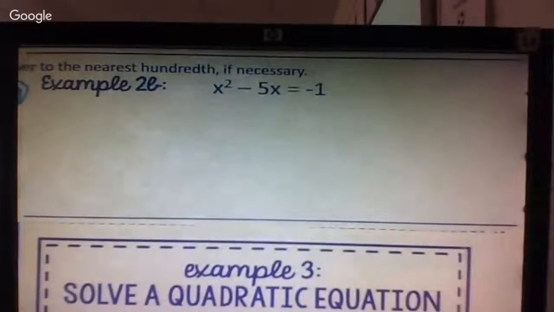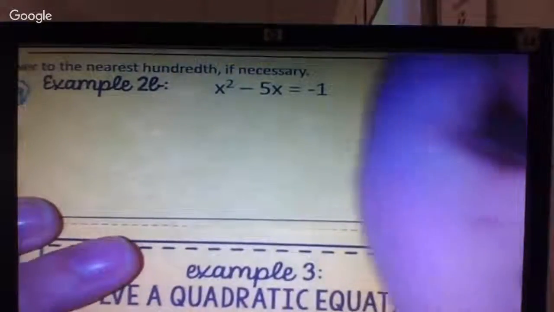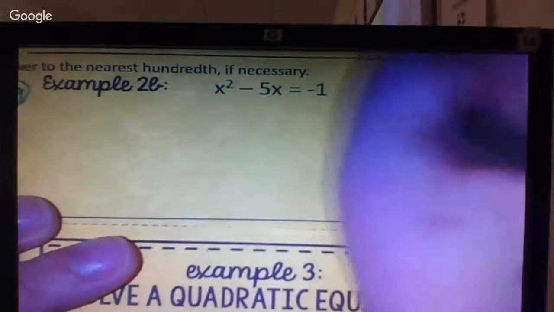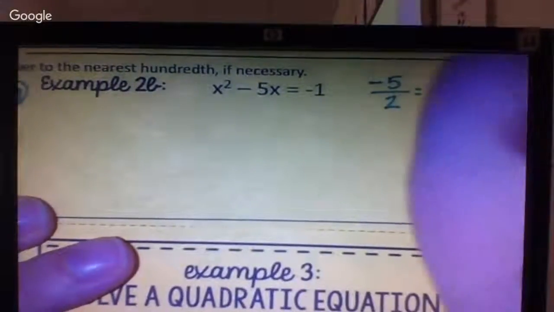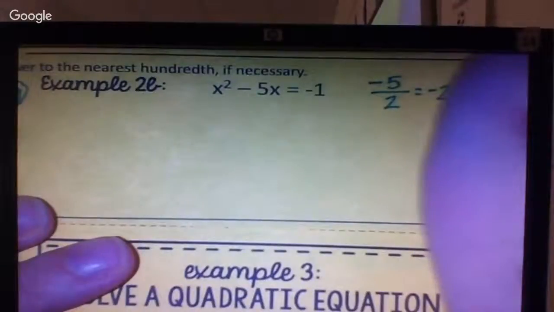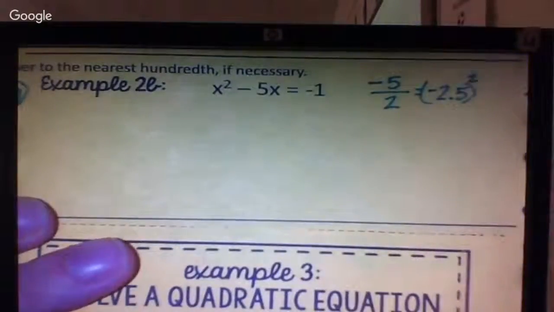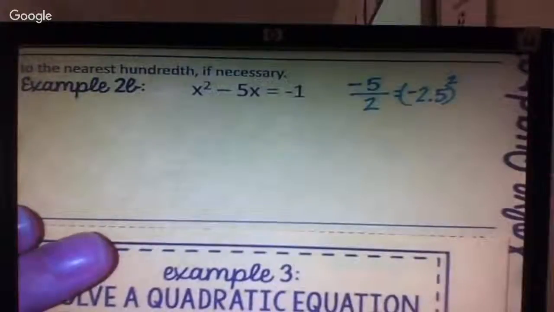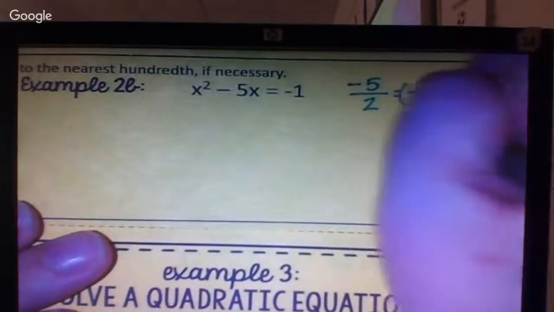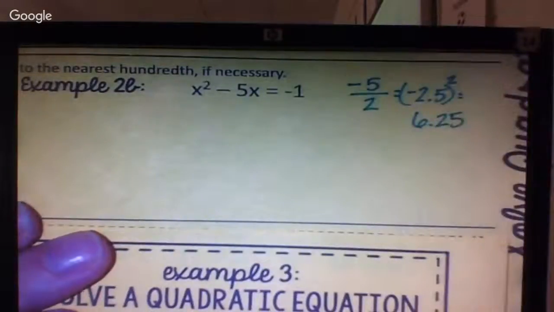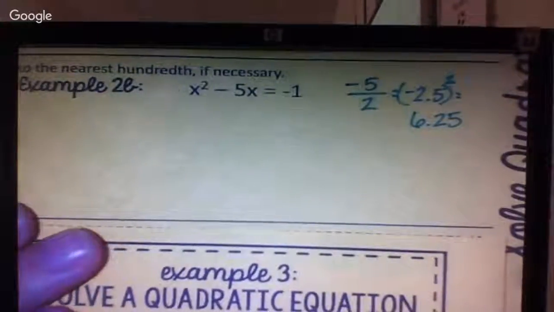Example 2B. Okay. Same steps. This time we're going to deal with some decimals. So your B is -5. We need to cut it in half: -2.5. I need to then square that. You get 6.25. No, it should be positive.